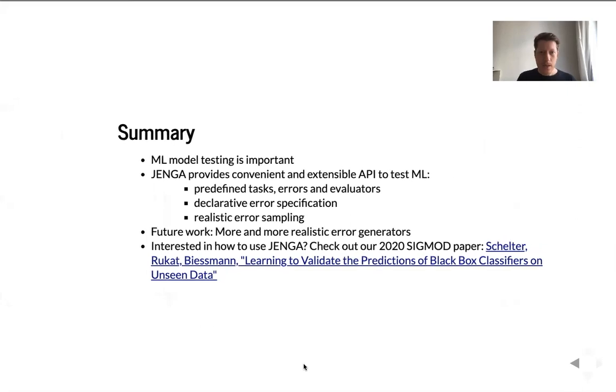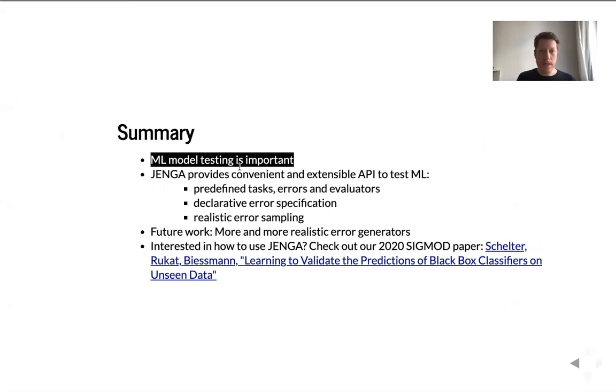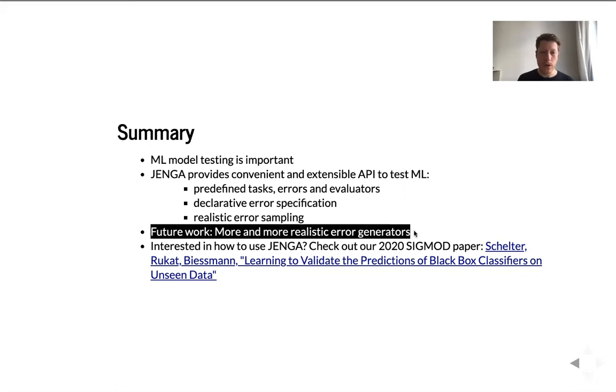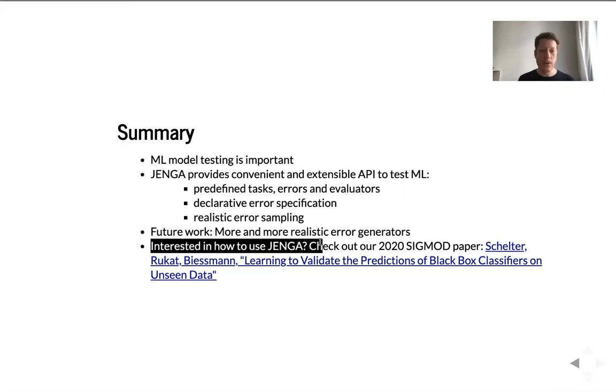or tasks. To summarize, I hope I could convince you that machine learning model testing is important, and I hope you will find Jenga useful because it provides convenient and extensible APIs to test machine learning models with predefined tasks, errors, and evaluators, with declarative error specification and with realistic error sampling. In future work, we want to work on more and more realistic error generators. And if you're interested in how to use Jenga for your research, you can check out our 2020 SIGMOD paper, Schelter, Rukat and Biessmann, Learning to Validate the Predictions of Black Box Classifiers on Unseen Data.